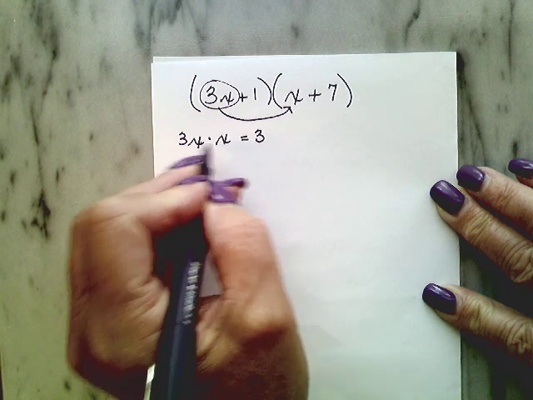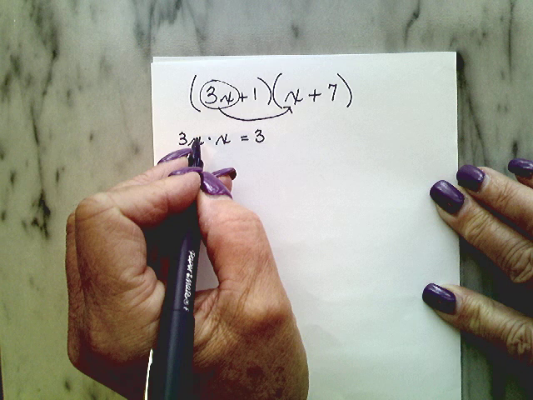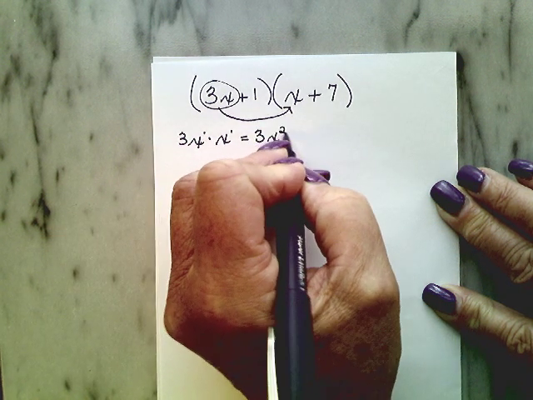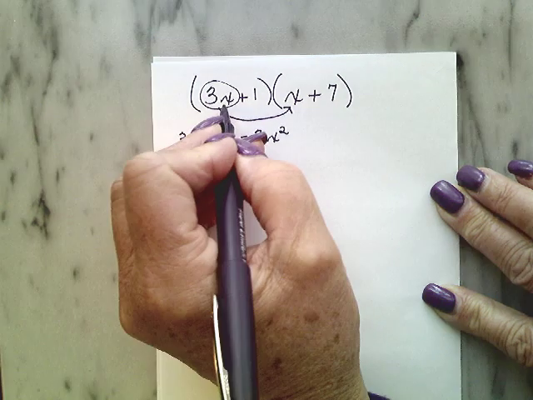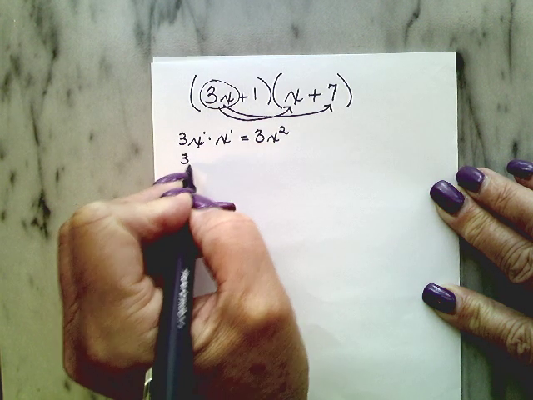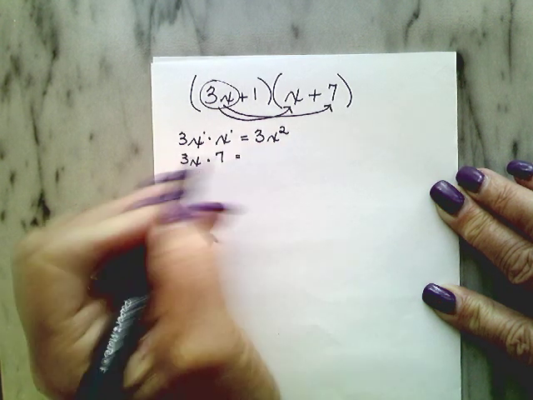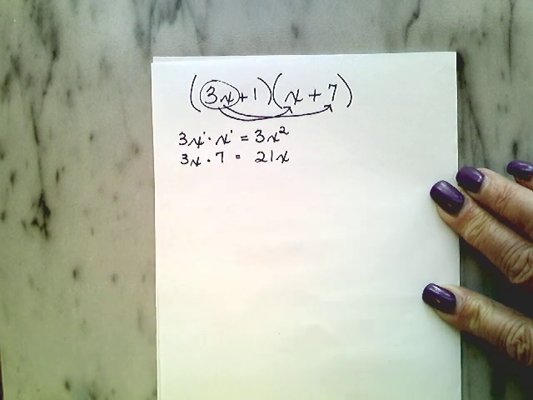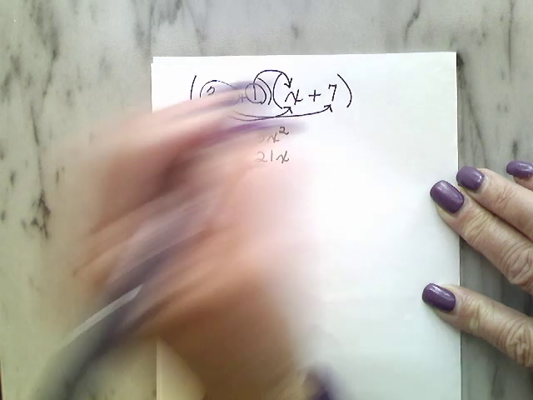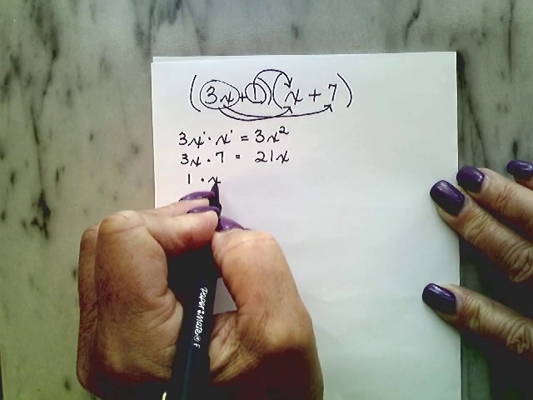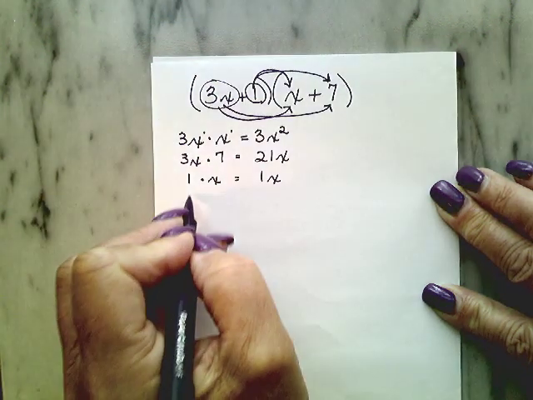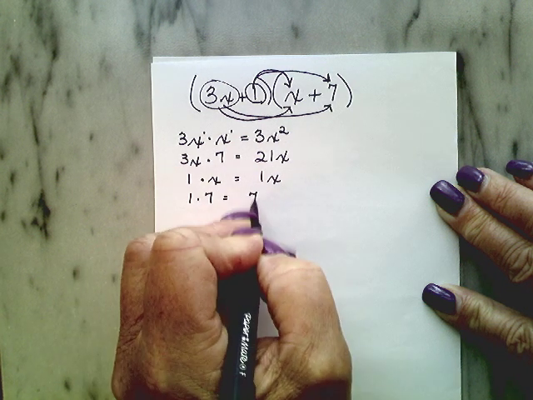The exponent rules: if you're multiplying by the same base, you add the exponents. We know that there's little ones here, so this is going to become 3x squared. I'm then going to take that 3x and multiply it by 7. So 3x times 7 is going to equal 21x. When I finish with that first term, I'm going to use the second term, 1 times x, and that's going to equal 1x, and then 1 times 7, and that's going to equal 7.